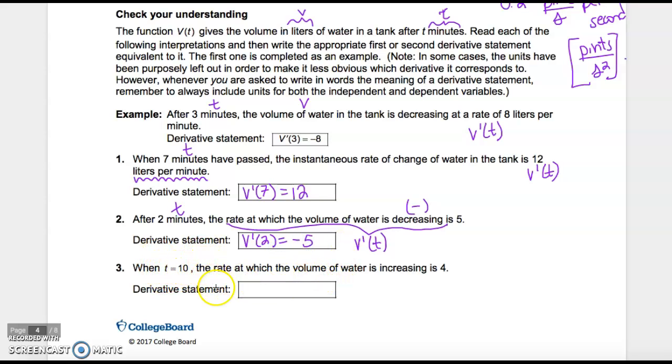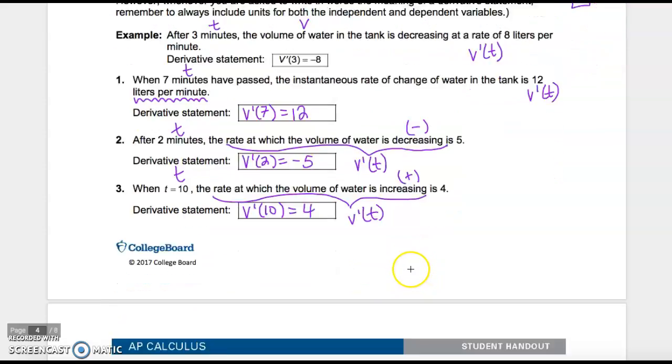When T equals 10, the rate at which the volume of water is increasing is 4. So that's still V prime of T, and it's increasing, so that means my derivative will be positive, and that's my T. So V prime of 10 equals 4. Tricky, tricky.